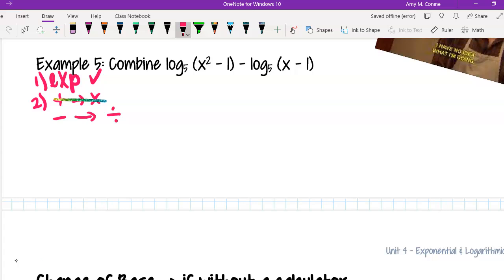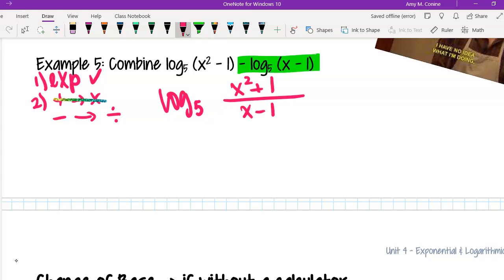So we are going to take our log base 5, and we are going to combine our logs. And remember, whatever's after the subtraction symbol goes in the bottom, okay? And then whatever's in front of the subtraction symbol goes in the top. So here, oops, that's not a plus, that's a minus, so change that really quick.